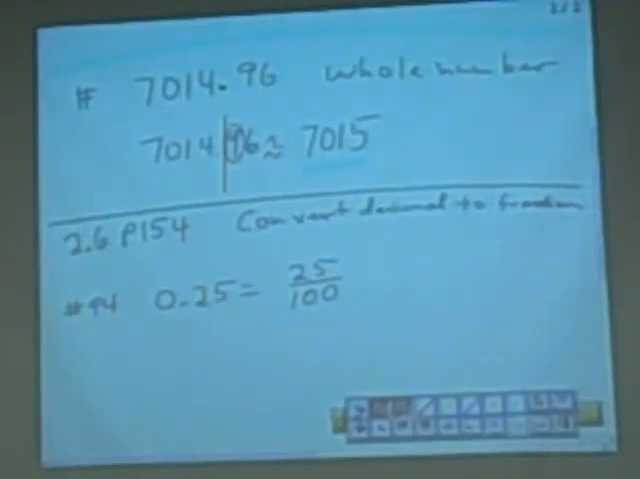But are we finished? We've got to reduce it, right? What can go in the both? 25. Yeah, because you have 5 and 0, they're both divisible by 5, right? 25 goes in 100 4 times. There's the 4. 25 goes in itself once. So it's 1/4. Okay?